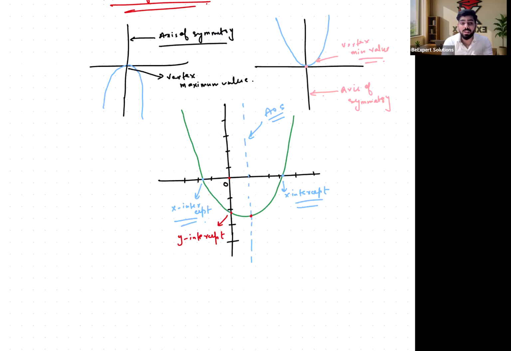This vertex, usually the vertex is actually the turning point. Listen to my words. The vertex is the turning point where the graph starts turning. That point is the vertex, either the highest or the lowest point that you can see.